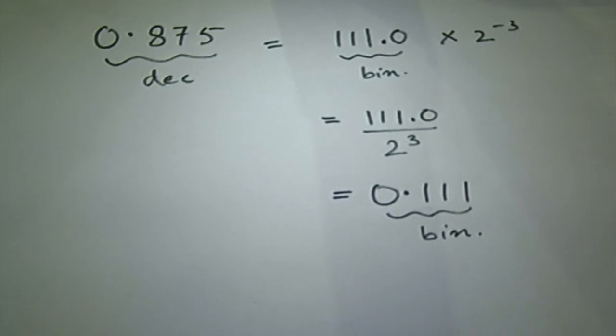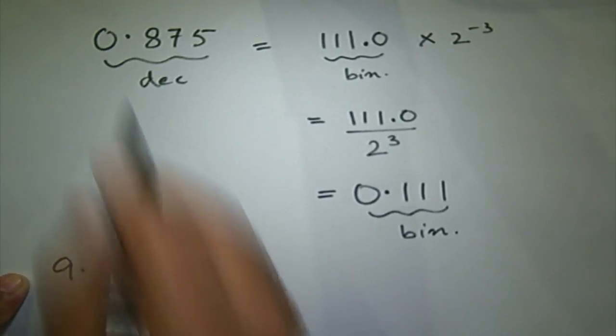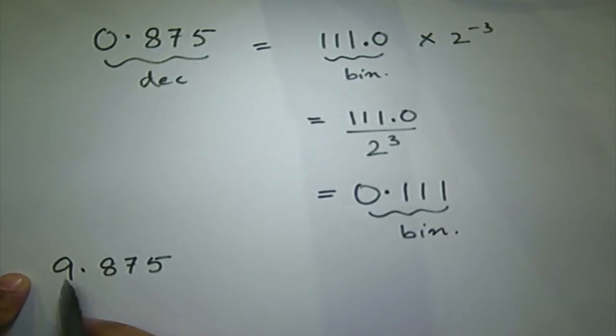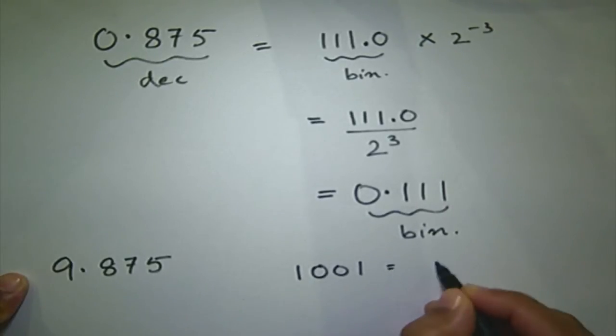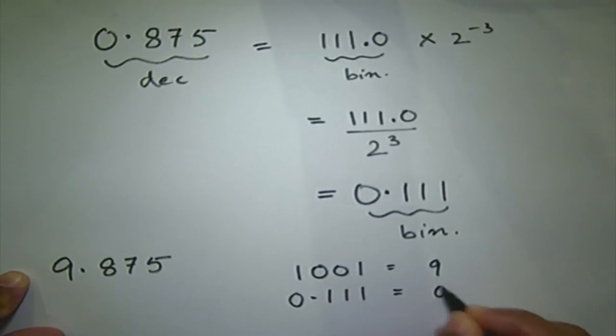Clear? Any morsel of doubt in anybody's mind how this happened? There is nothing very deep we are doing here. We have just converted the base from 10 to 2. Rest is exactly the same. So now let's try to find out what would be 9.875. This 0.875 we know is 0.111. 9 is 1001. So this is basically 1001. This is the 9 part. And 0.111 is the 0.875 part.